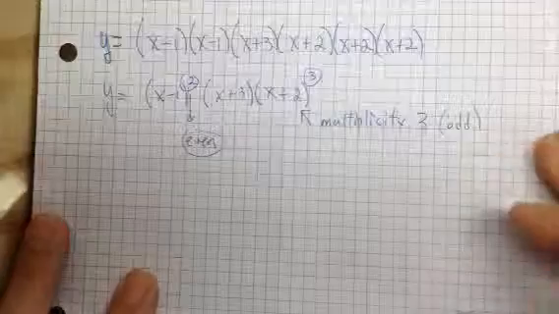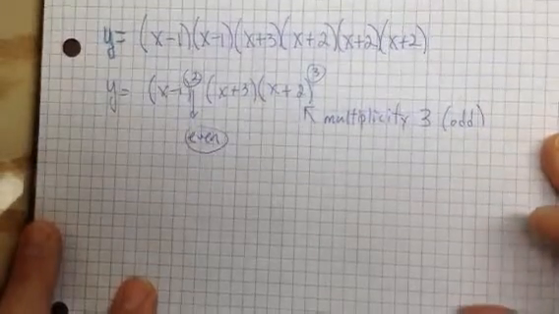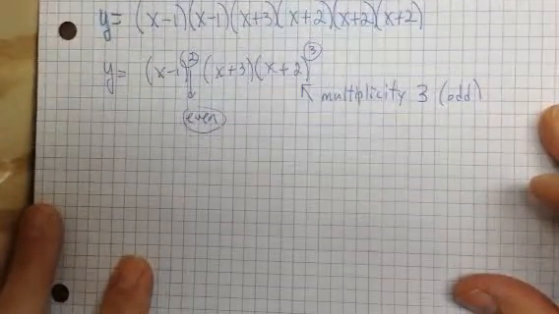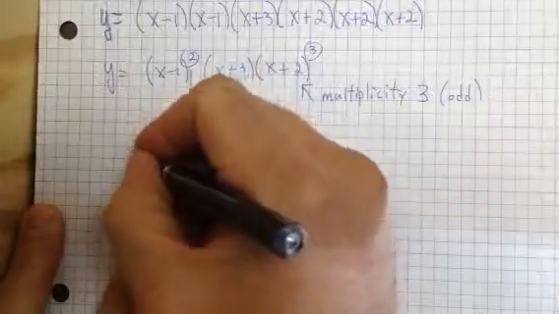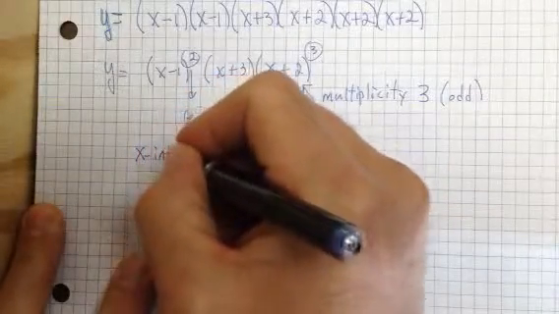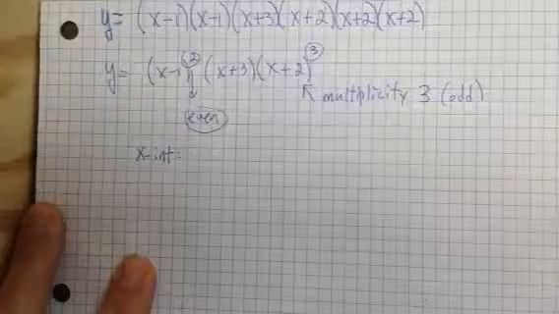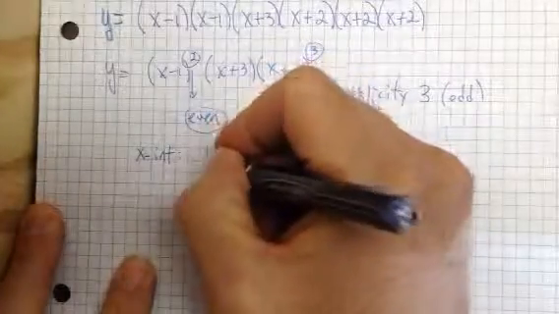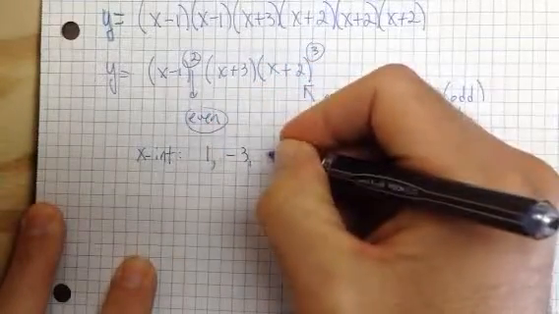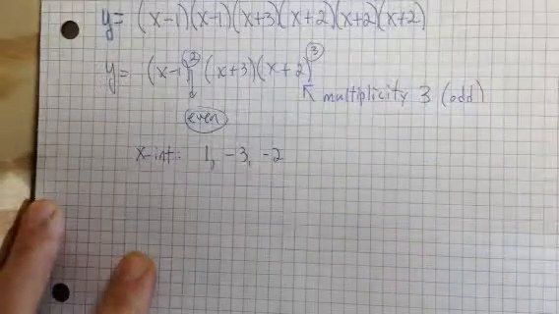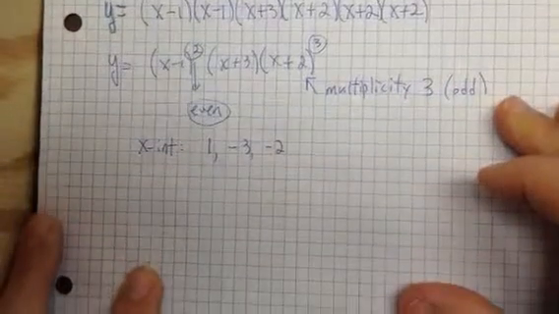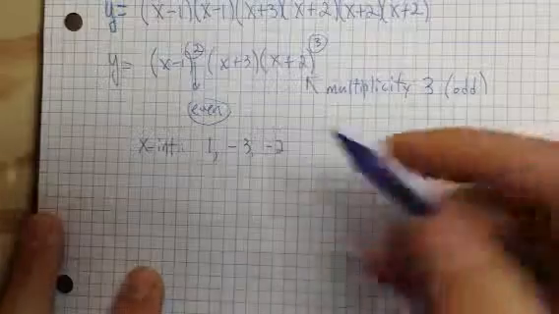This one doesn't have multiplicity. Or you could think of it as having multiplicity 1 to be thorough and complete. So we want to identify 3 things. First off, the x-intercepts. And the whole point of factored form is that x-intercepts are easy. They're 1, -3, and -2. We've already identified multiplicity, and we'll use that in a moment.